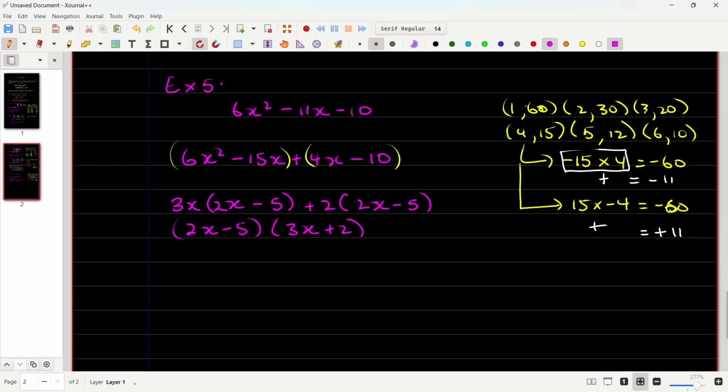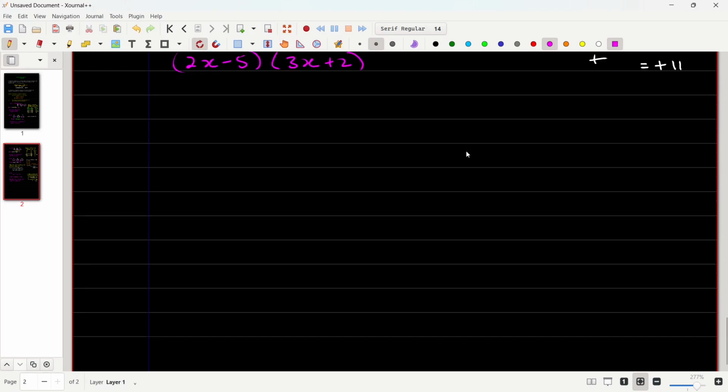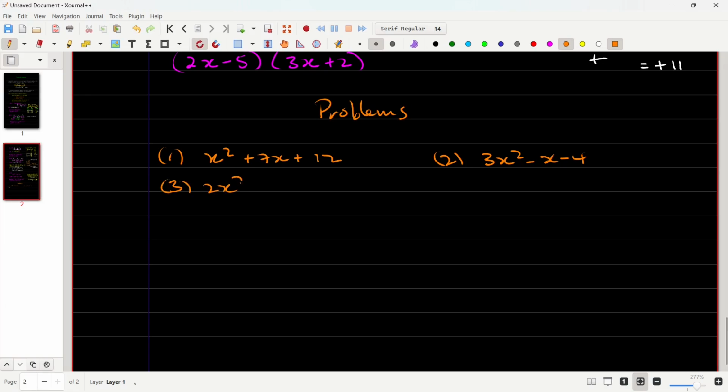I'll give you some problems now and you can try these problems. So the problems are: x squared plus 7x plus 12, and then 3x squared minus x minus 4, and then 2x squared minus 5x minus 12, and then 4x squared minus 9, and then 5x squared plus 13x plus 6.